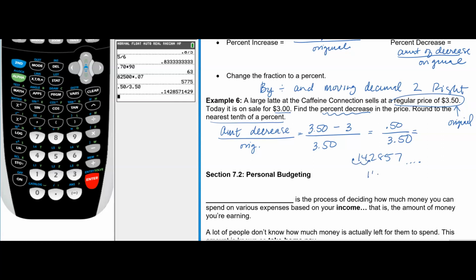Okay, so I get 14.2857 percent, but then it wants me to round to the nearest tenth of a percent. So notice I converted to a percent first, and then I look for the tenths place. So the tenths place is this 2. So I look to the right of it, an 8. So that tells me I'm going to need to increase that 2 to a 3. So my answer is 14.3%. So that's the percent decrease. So you could kind of think of that as being on sale, 14.3%.